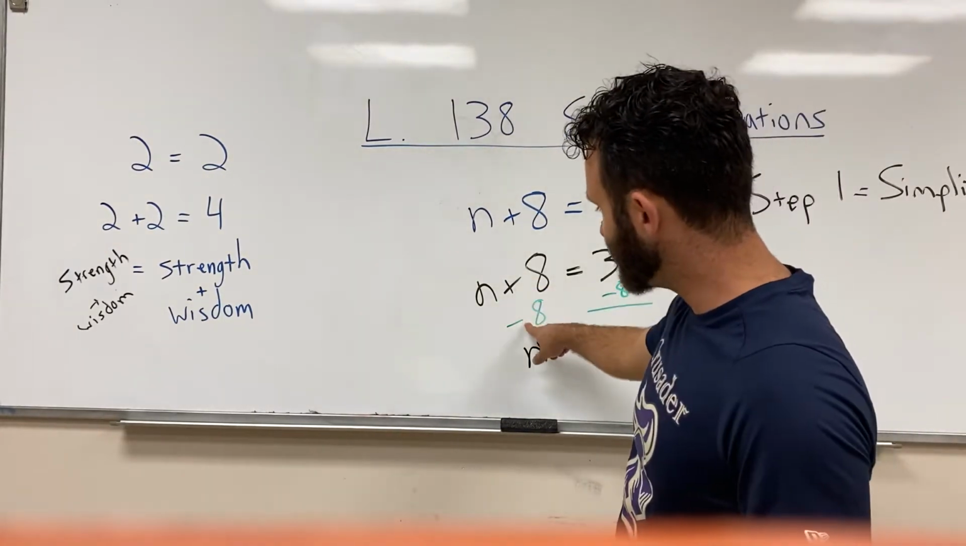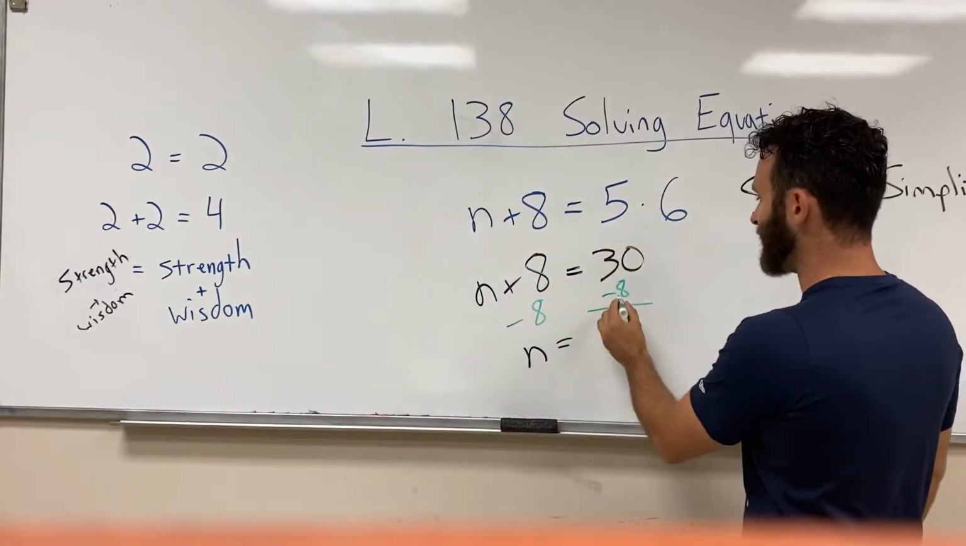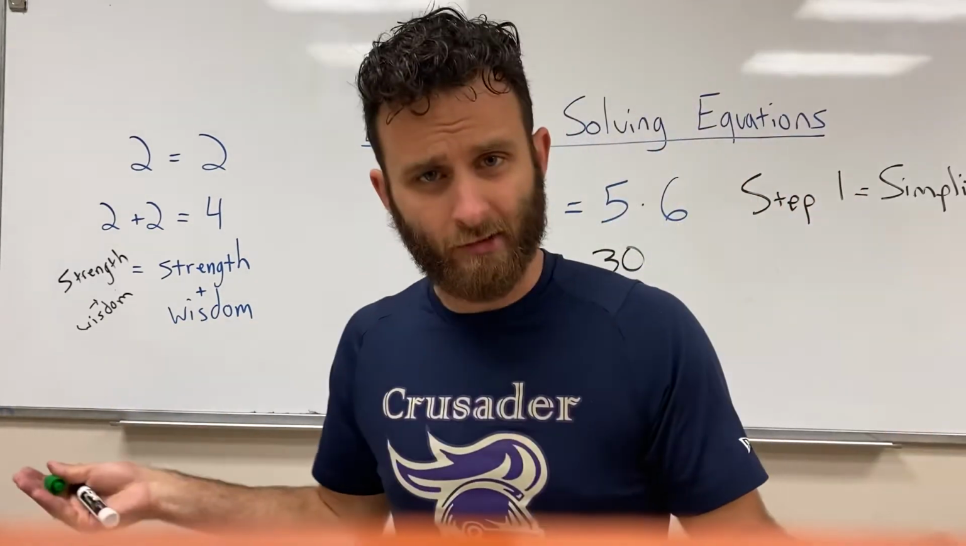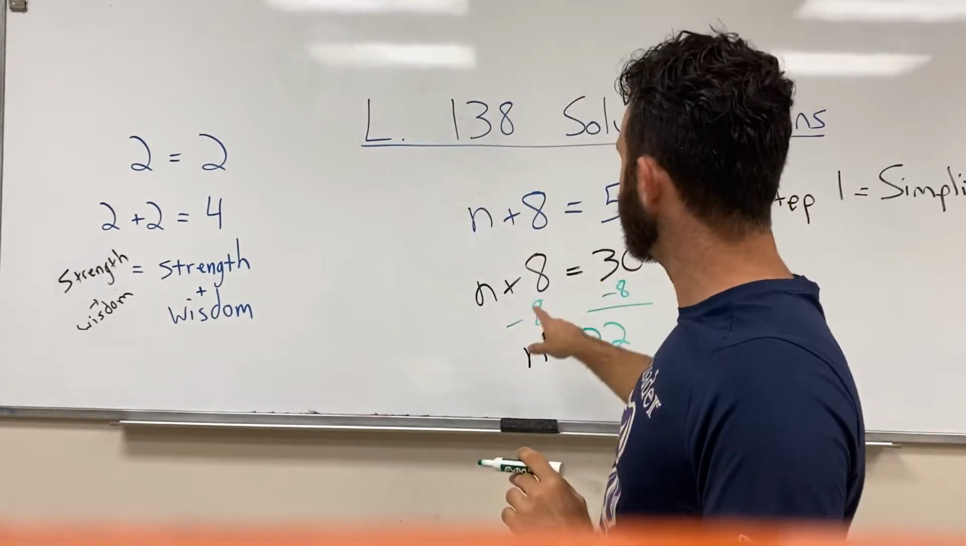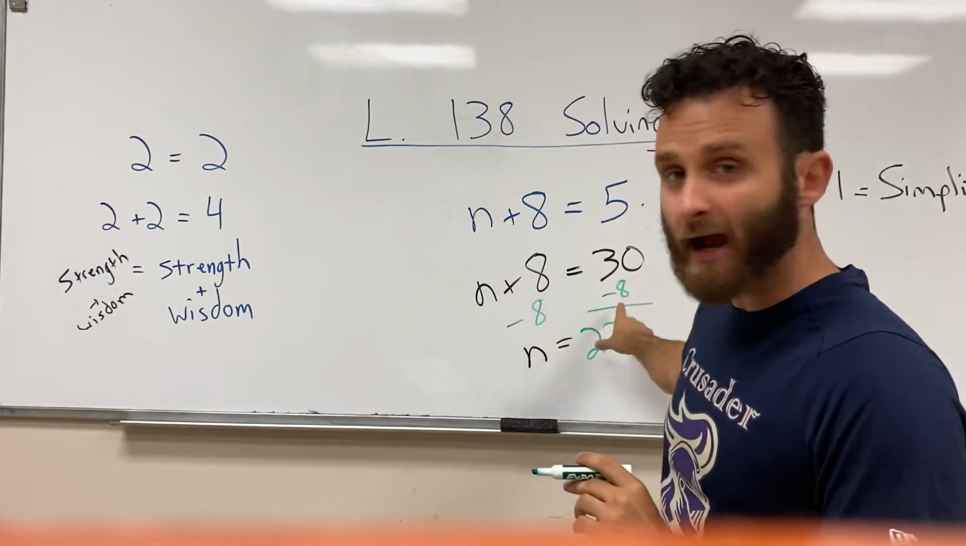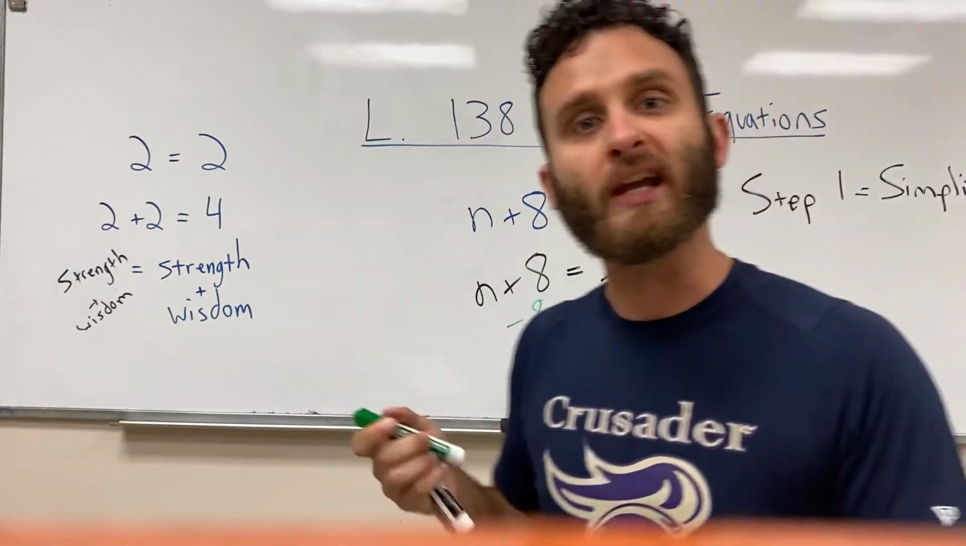Well, 8 minus 8 is 0, so we've made n by itself. 30 minus 8 is 22. Some of you already knew the answer, but it's how do we solve it? And n plus 8 minus 8 is n, okay? And 30 minus 8 is 22. So that's how you go about solving it.